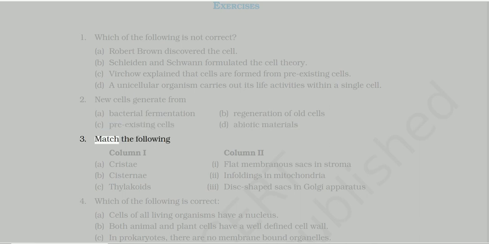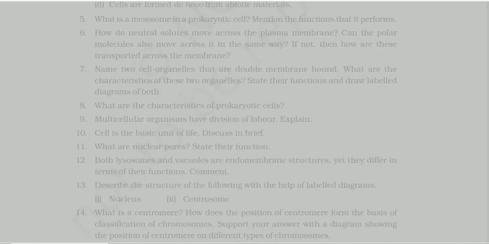3. Match the following. Column I: A. Cristae, B. Cisternae, C. Thylakoids. Column II: 1. Flat membranous sacs in stroma, 2. Enfoldings in mitochondria, 3. Disc-shaped sacs in Golgi apparatus. 4. Which of the following is correct? A. Cells of all living organisms have a nucleus. B. Both animal and plant cells have a well-defined cell wall. C. In prokaryotes, there are no membrane-bound organelles. D. Cells are formed de novo from abiotic materials.